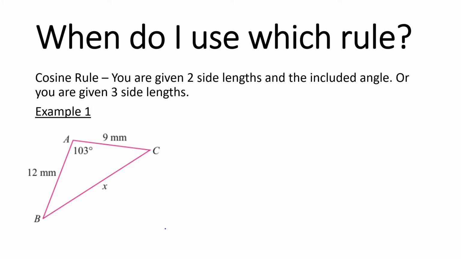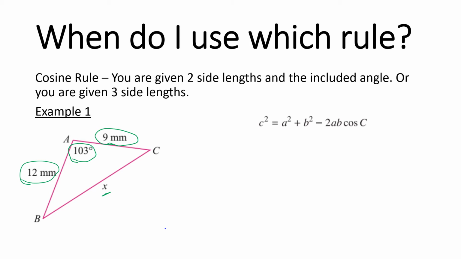Let's now have a look at when we use the cosine rule. To use the cosine rule, you will be given 2 side lengths and the included angle, or you will be given 3 side lengths. In this first example, I've been given 2 side lengths here, and I've been given the included angle. That means the angle that is between the 2 side lengths.